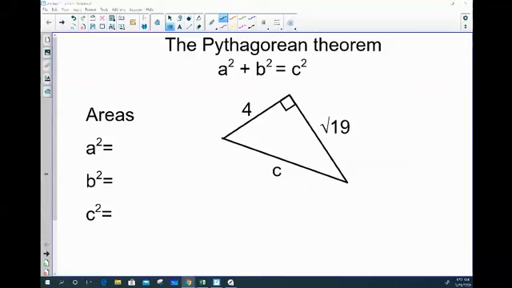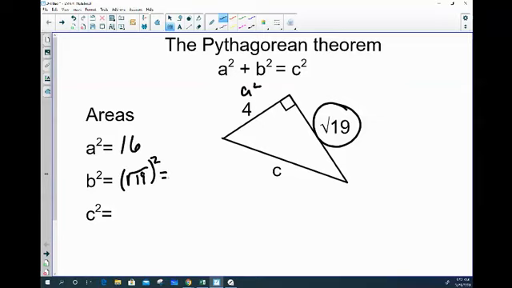On many occasions, we're going to see lengths of sides in a right triangle represented by square roots. For example, in this case, we have the square root of 19. So we're going to go ahead and just remember the rules. It says a squared. We'll consider a squared to be 4, so a squared is 16. And then b squared happens to be the square root of 19 squared.